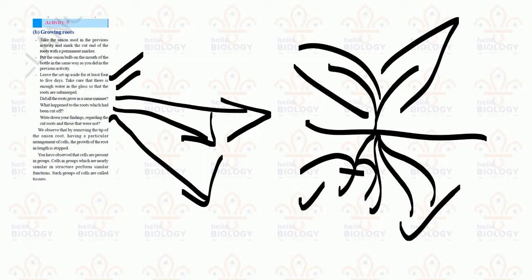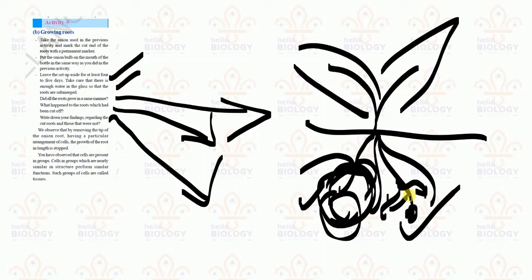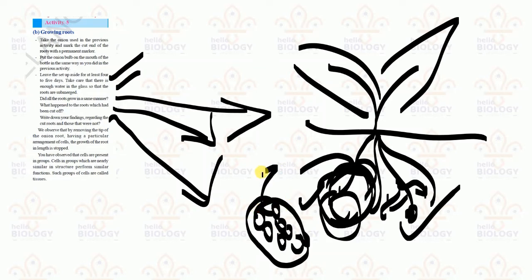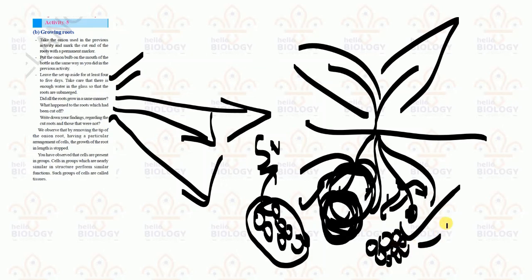We observe that by removing the tip of this onion root, which has a particular arrangement of cells, the growth of the length will be stopped. So this tip will be stopped, but sometimes it will grow from the sides. And you will observe the cells are present in groups. Always cells are present in groups nearby, and they have very similar structure and they perform the same function. So the cells in the roots are grouped cells with the same structure and the same function.